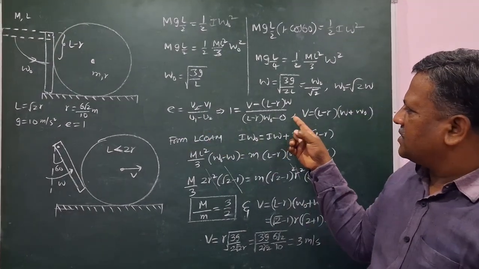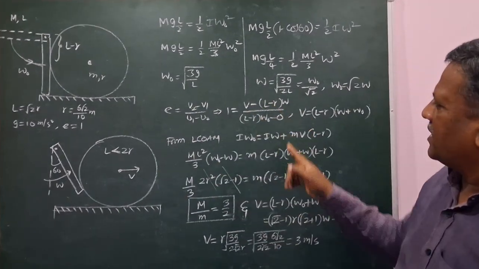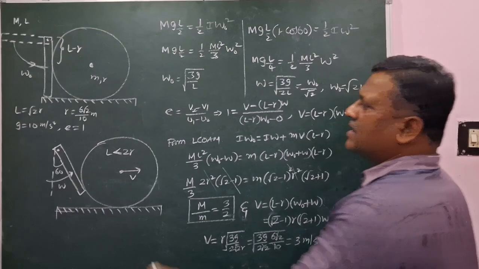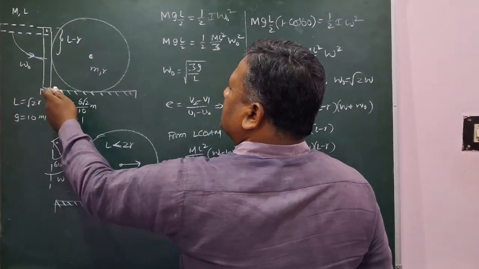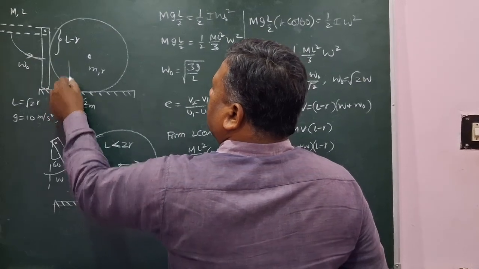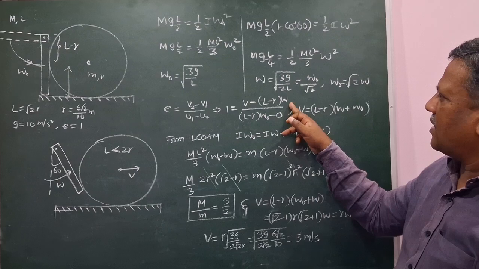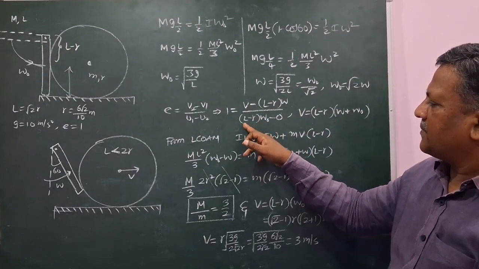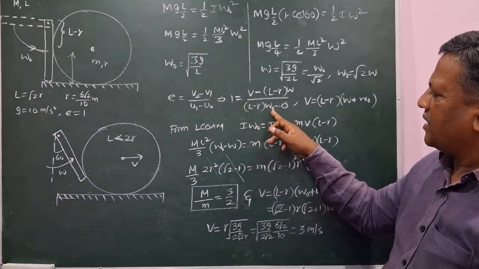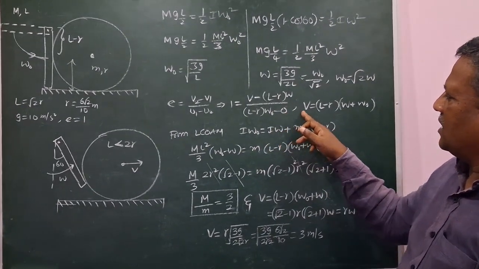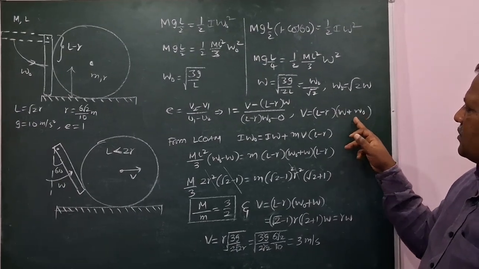From the coefficient of restitution, Newton's law, the velocity of the second body is v and v1 is r omega. At the point of contact C, the total length is L, and this gap is r, so the remaining distance is L minus r. So v1 is r omega for the rod. Before collision, u1 is r omega, meaning L minus r times omega naught. The initial velocity of the sphere is 0, and from that v is L minus r times omega naught plus omega.